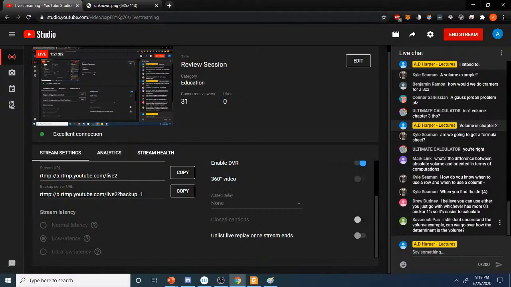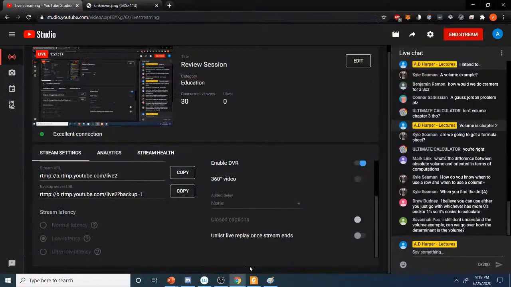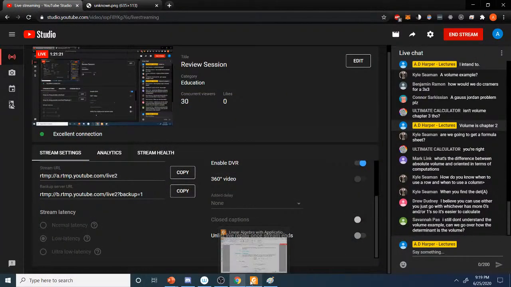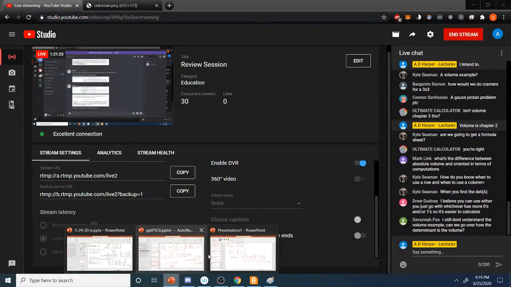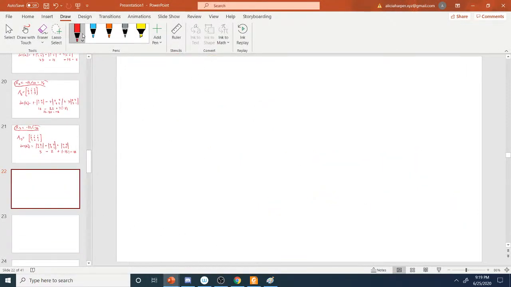Savannah asks, I still don't understand the volume example. Can we go over how the determinant is the volume? Okay. I don't really know a good way to explain this. It's just kind of one of those facts you have to remember, but I can motivate it based on something you've seen before.